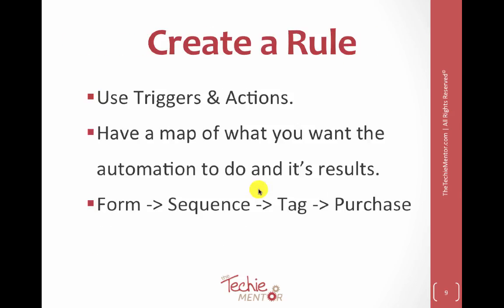So creating a rule, you're using triggers and actions. Remember, a trigger is what starts the whole thing off, and then the actions are the actual action that takes place once the trigger has triggered. You want to have a map of what you want the automation to do and its results. So for instance, they sign up on a form, you sign them up to a sequence, you tag them, and the ultimate goal of this whole thing is to get them to purchase a product from you. So that's kind of what this little idea is here.